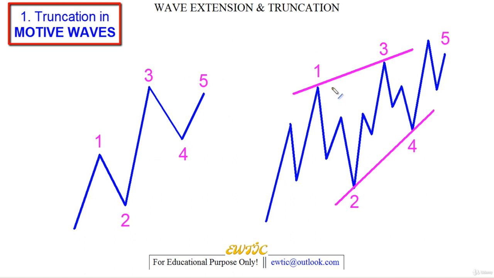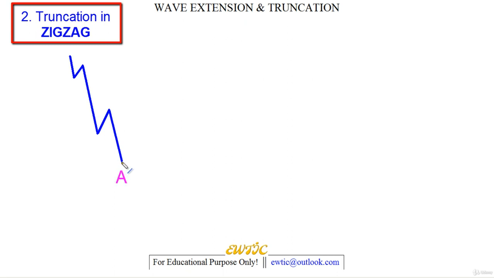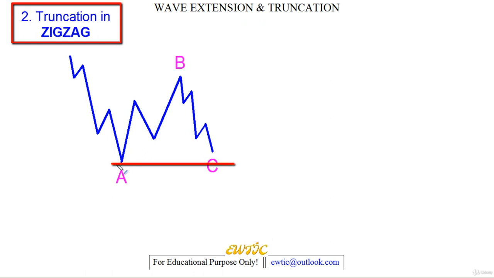Let's now have a look at truncation in corrective waves. For example, you see 5 waves here to the downside as wave A, okay? And then you have a deep retracement of this wave A that you call wave B, right? And then what you have is 1, 2, 3, 4, 5. Now there is no truncation between this third and fifth wave of this wave C, but there is a clear failure. This wave C has failed to reach the extreme point of wave A here, right? So this is a clear truncation between wave A and wave C of this zigzag, right?